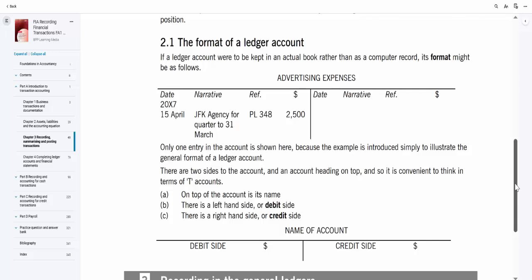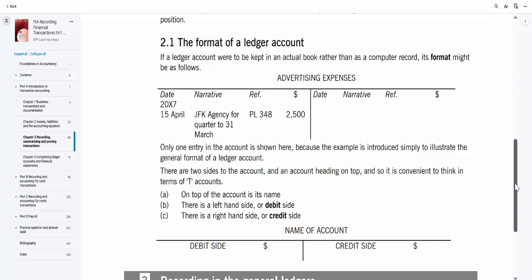1. Name of the account. At the very top of the ledger, you'll find the name of the account. This specifies which account the ledger belongs to. For instance, in the example, the account is titled Advertising Expenses. Every transaction recorded in this account will relate to advertising expenses only.